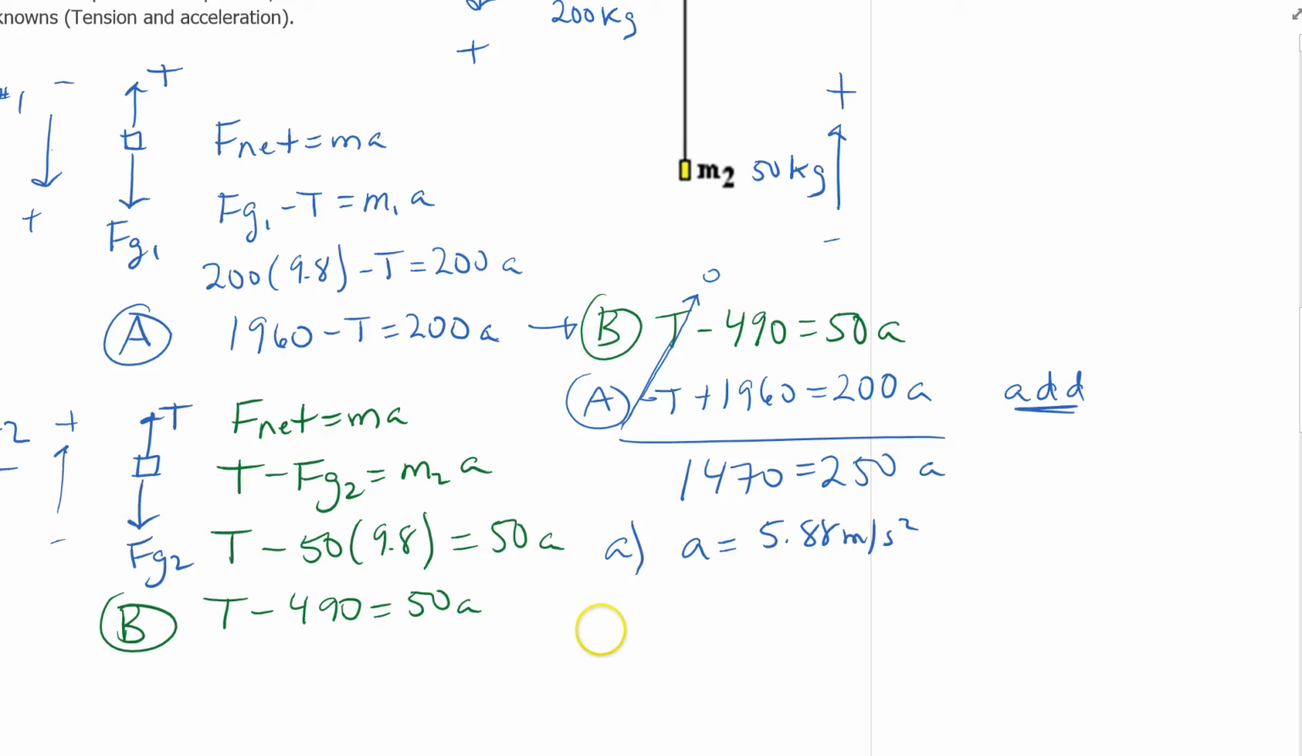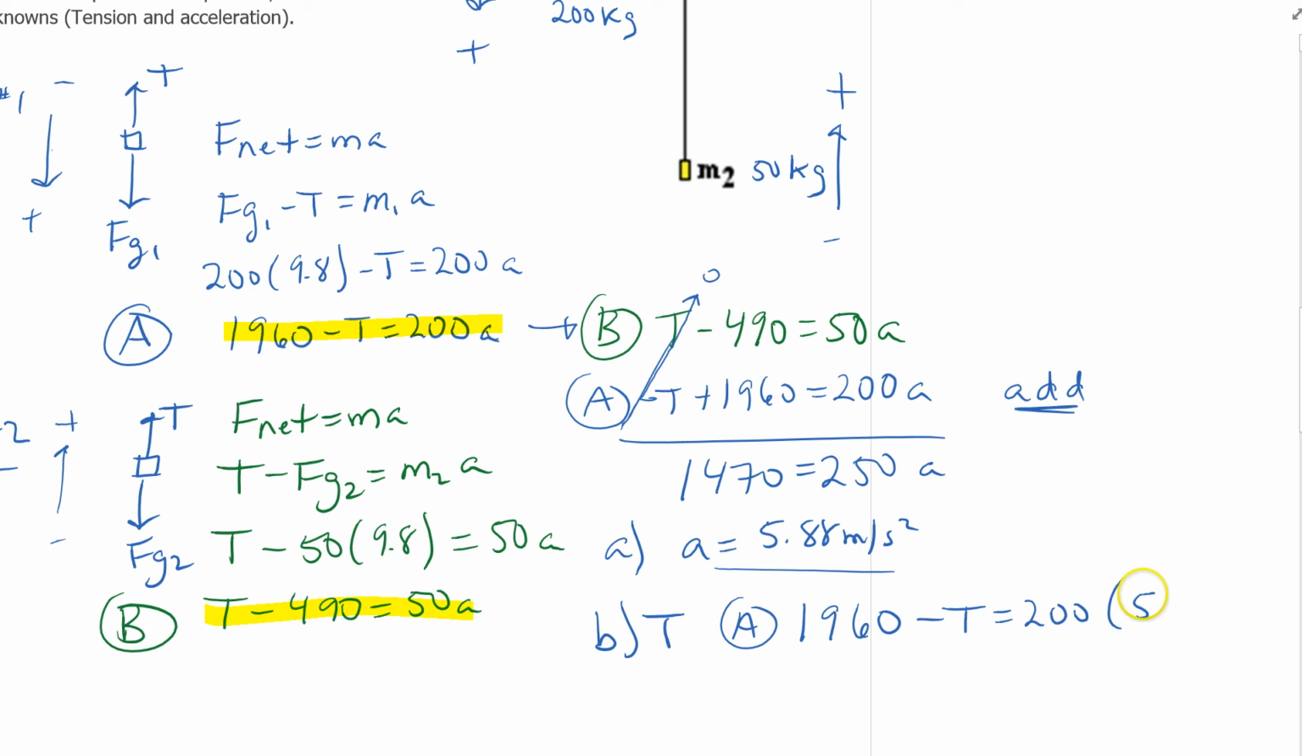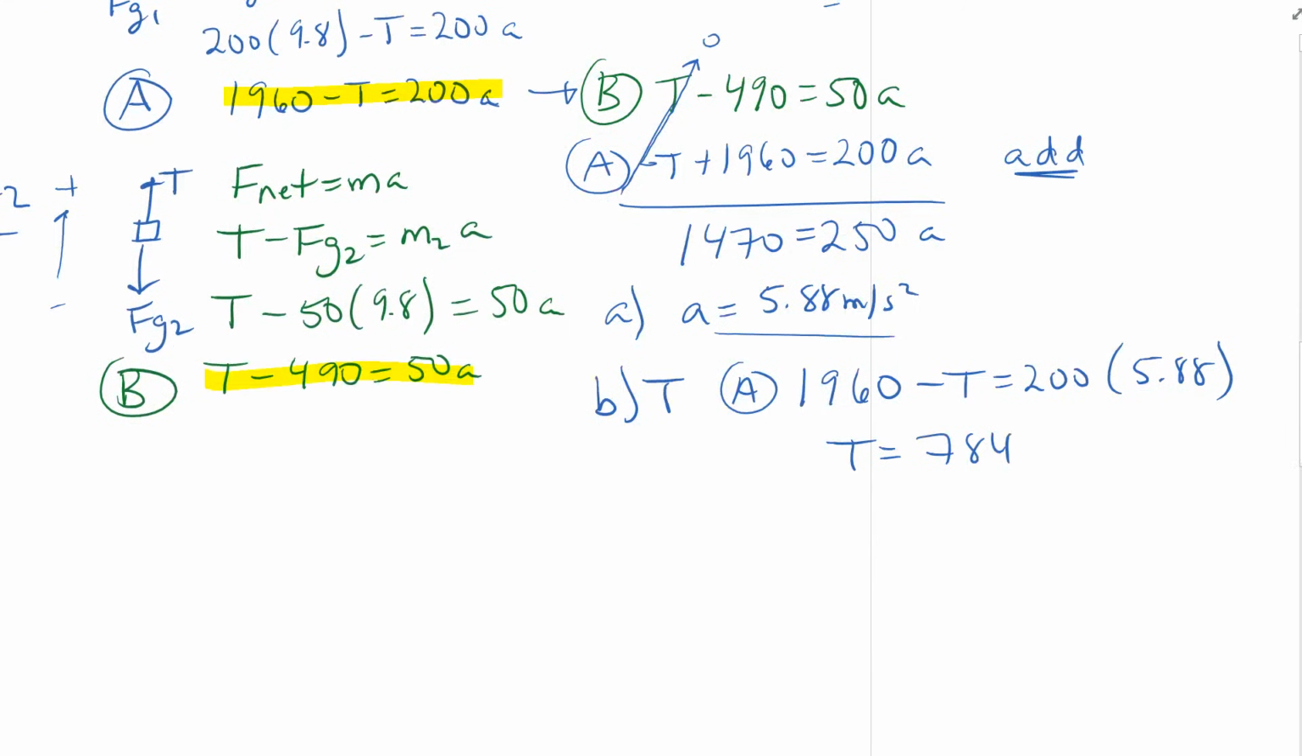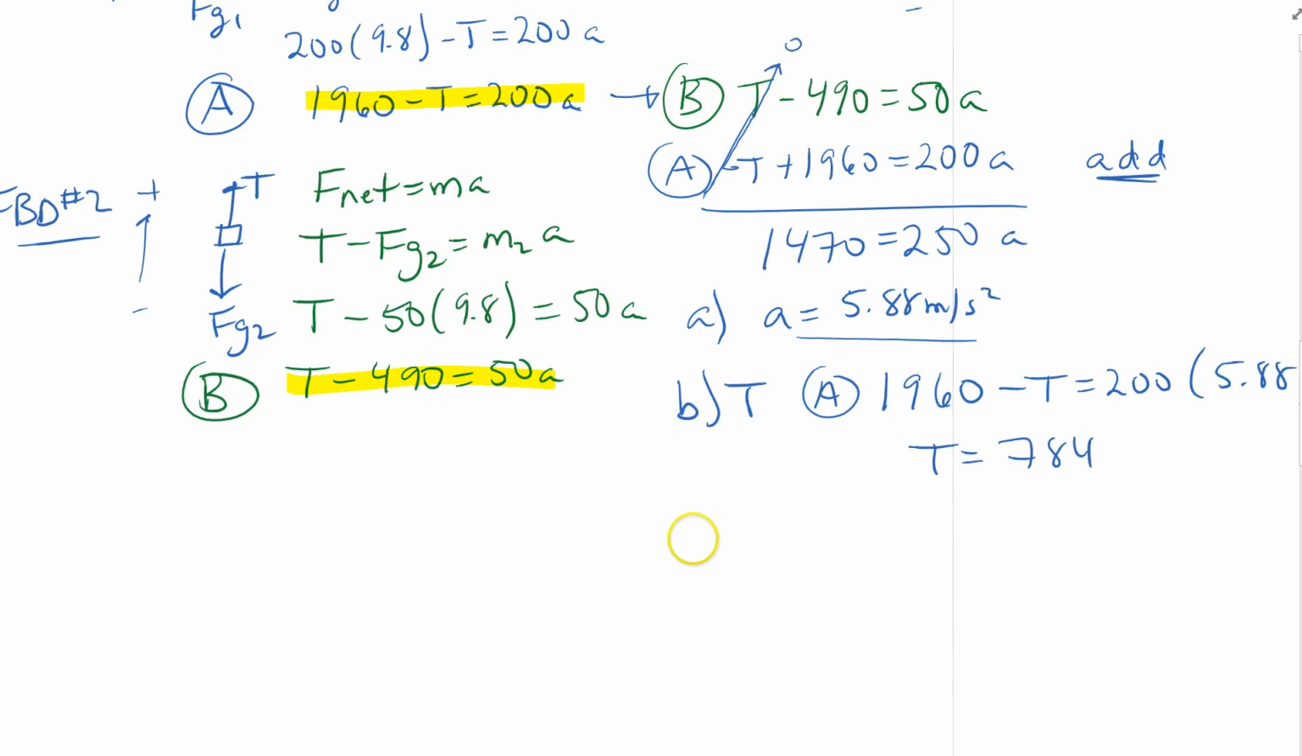Now, part B, where I have to find the tension, now I can go to either of these two formulas that I already had, and I should say I have A. All I need to do is find out what T is. So I'll take equation A and I'll substitute my acceleration in there. So I'm going to say 1960 minus tension is equal to 200 times 5.88. Just to save a little bit of time, I'll say, hey, I do get the right answer. I get T is equal to 784.